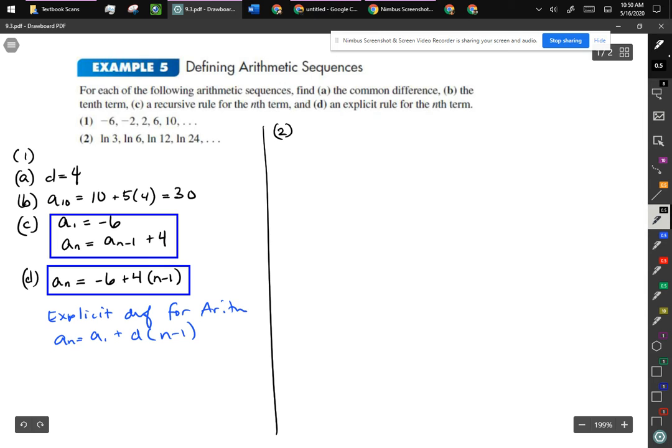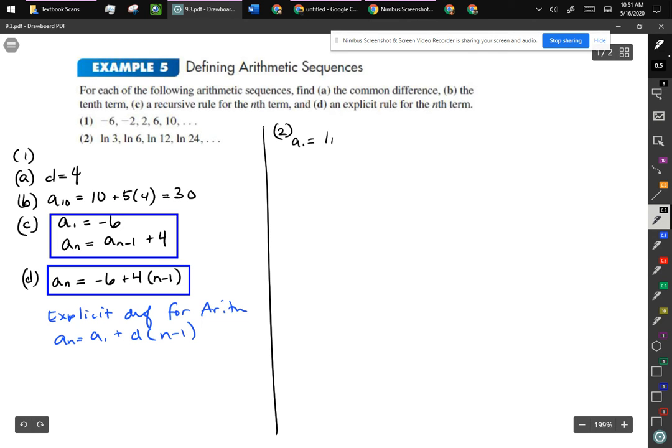We're looking at natural logs for part 2, and as you can tell by looking at the pattern, ln of 3 to 6 to 12 to 24, you're doubling every time the power. And so this is an arithmetic sequence we're looking for. We're looking for a common difference, but doubling has to do with multiplication. So we're going to want to rewrite our natural logs in such a way where we can see the common difference. So let's start with a sub 1.